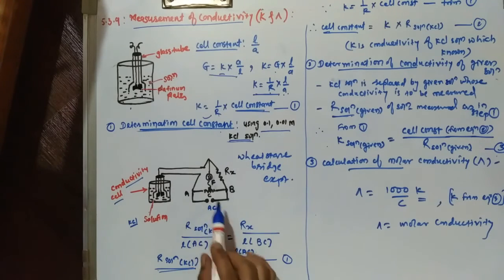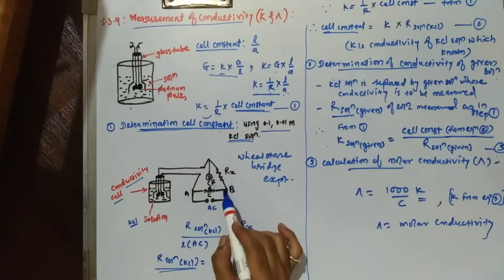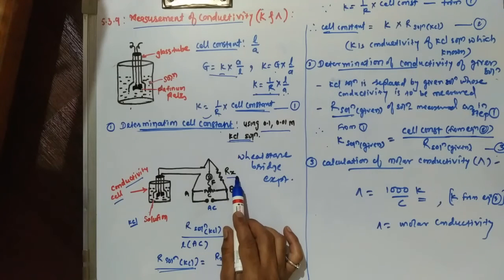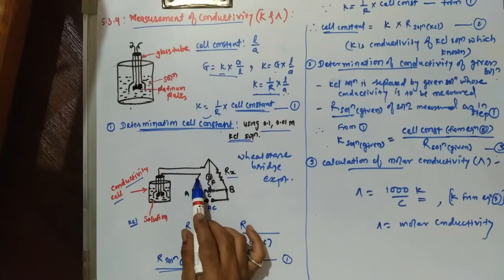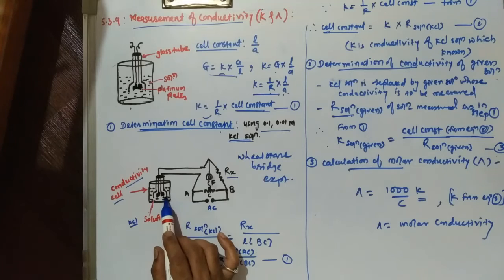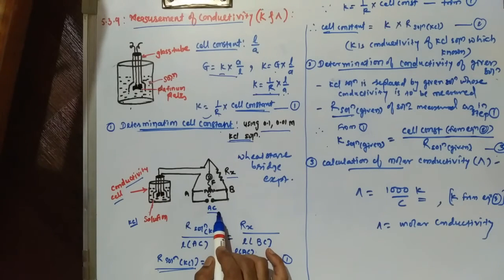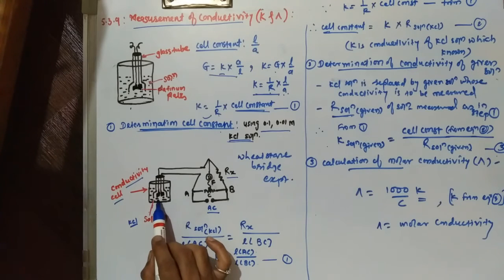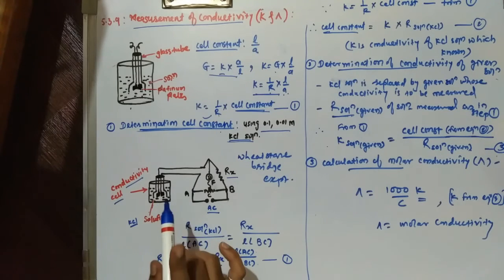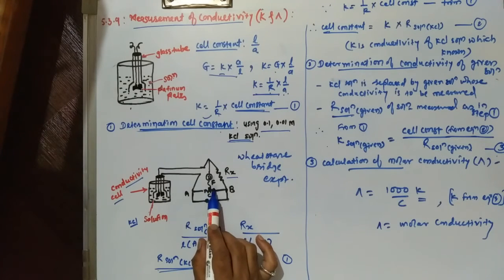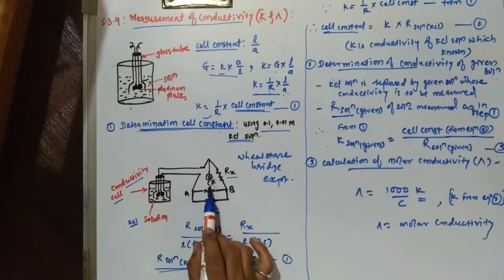Okay. Now here AB is a uniform wire. In this diagram, to the right side arm, a known resistance Rx is connected. To the left side arm, a conductivity cell is connected. Now AC is the alternating current source. Here the KCl solution is kept in the first step to determine the cell constant. Now here F is the sliding contact that moves along AB.